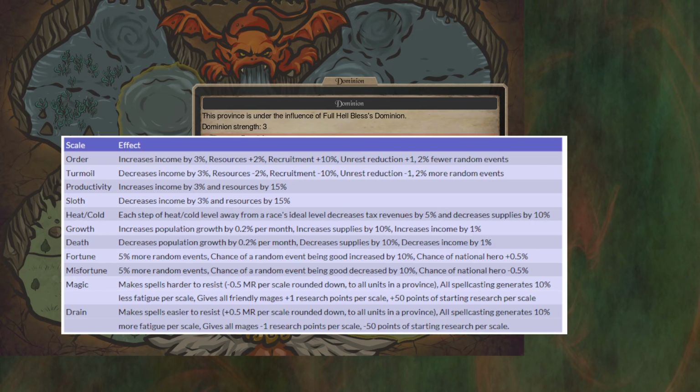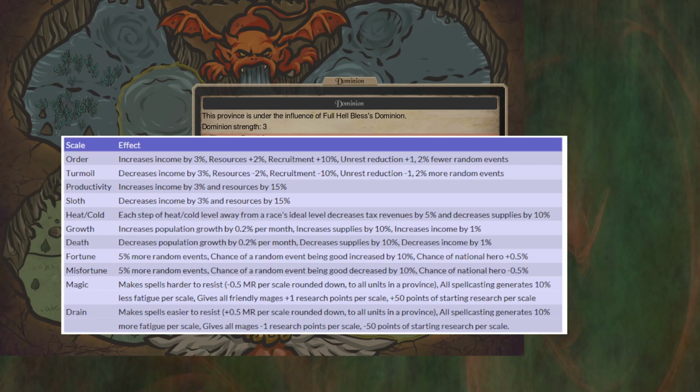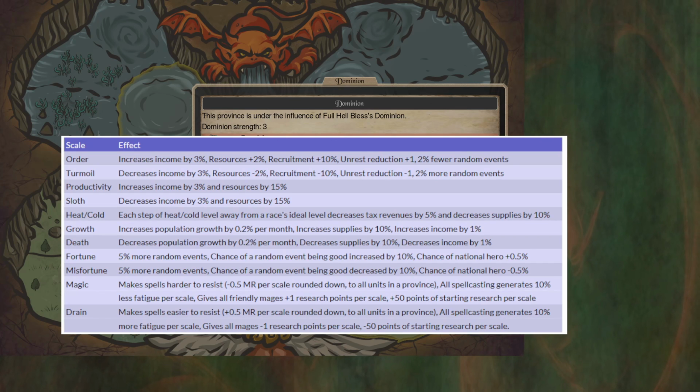For growth and death scales, multiply the scale level in a province with the following. Population growth plus 0.2%, supplies plus 10%, income plus 1%. Fortune and misfortune, multiply the scale level in the province with the following. Chance of a random event being good, plus 10%. Chance of a national hero, plus 0.5%, and for every point of scale deviation away from 0, you add plus 5 additional chance for more random events. This is not made negative in misfortune. Misfortune will still cause an additional chance for random events, they're just more likely to be negative.